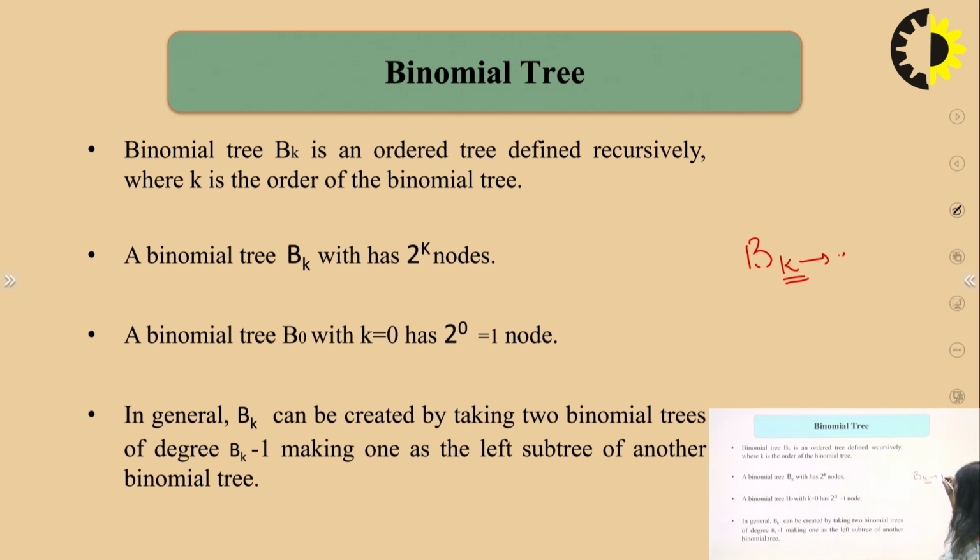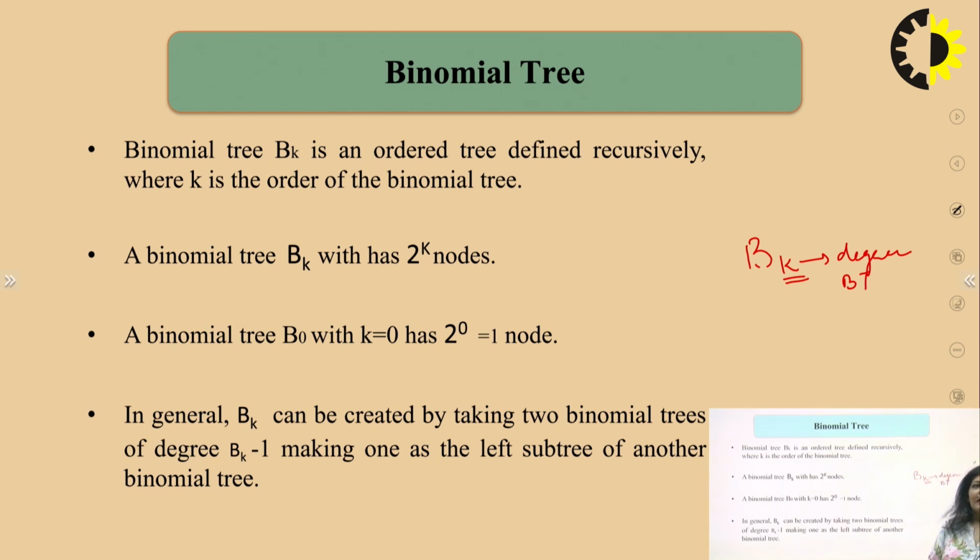So now k represents the degree of the binomial tree. Now, if I have written Bk, this Bk refers to a binomial tree where the order of the binomial tree is k.